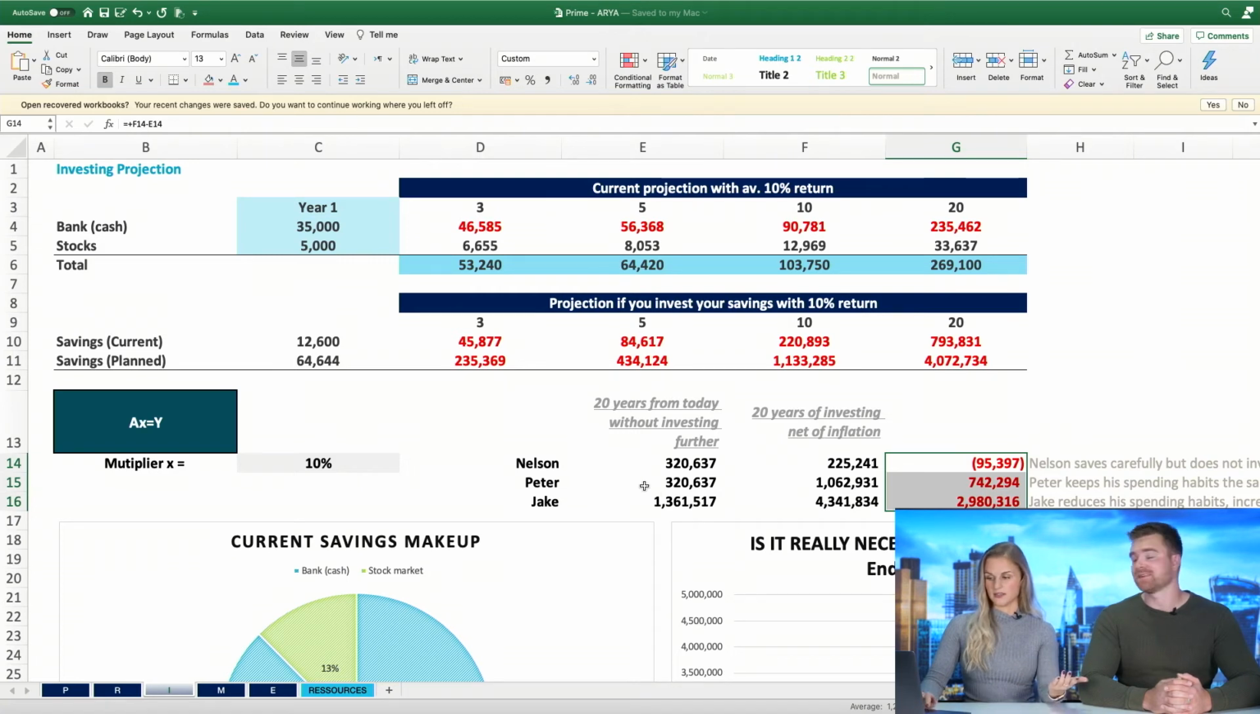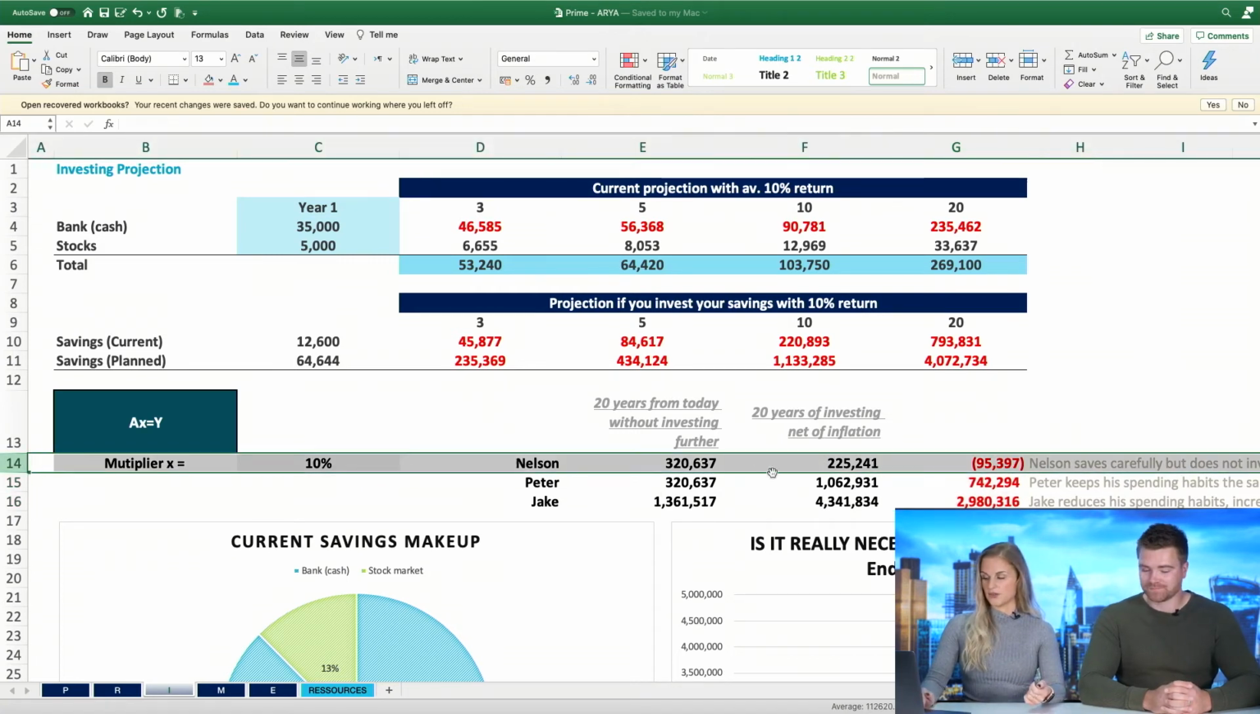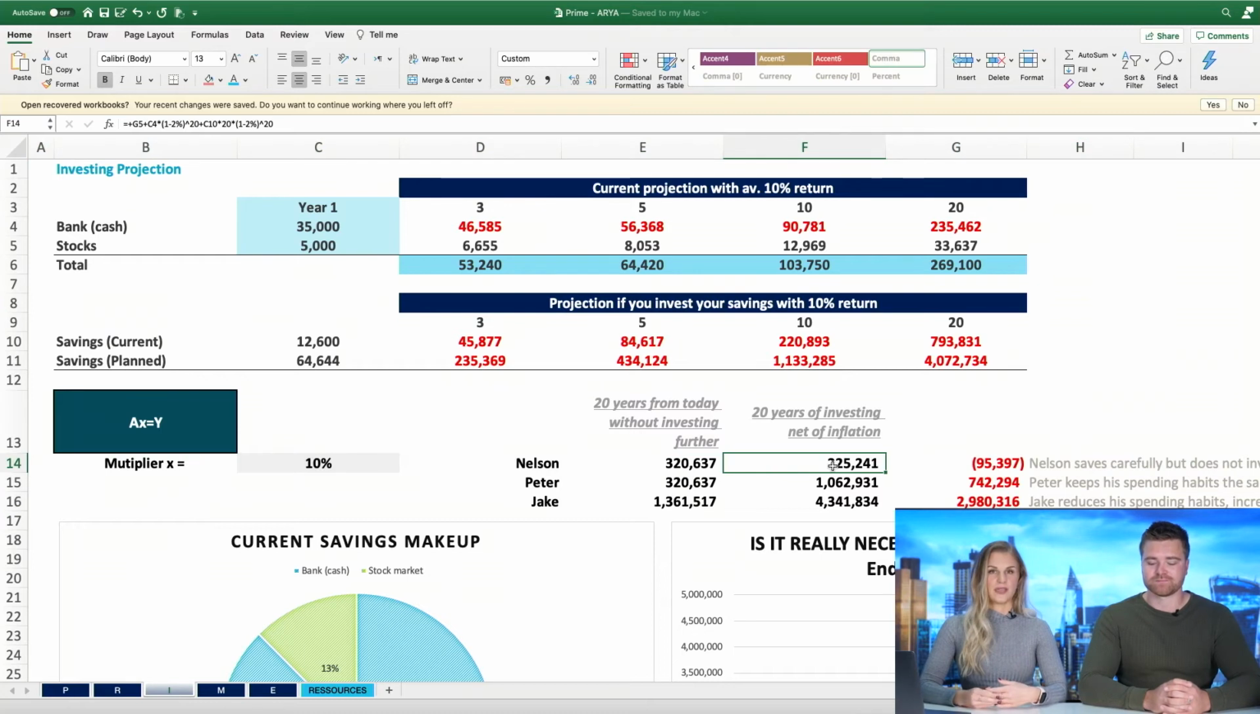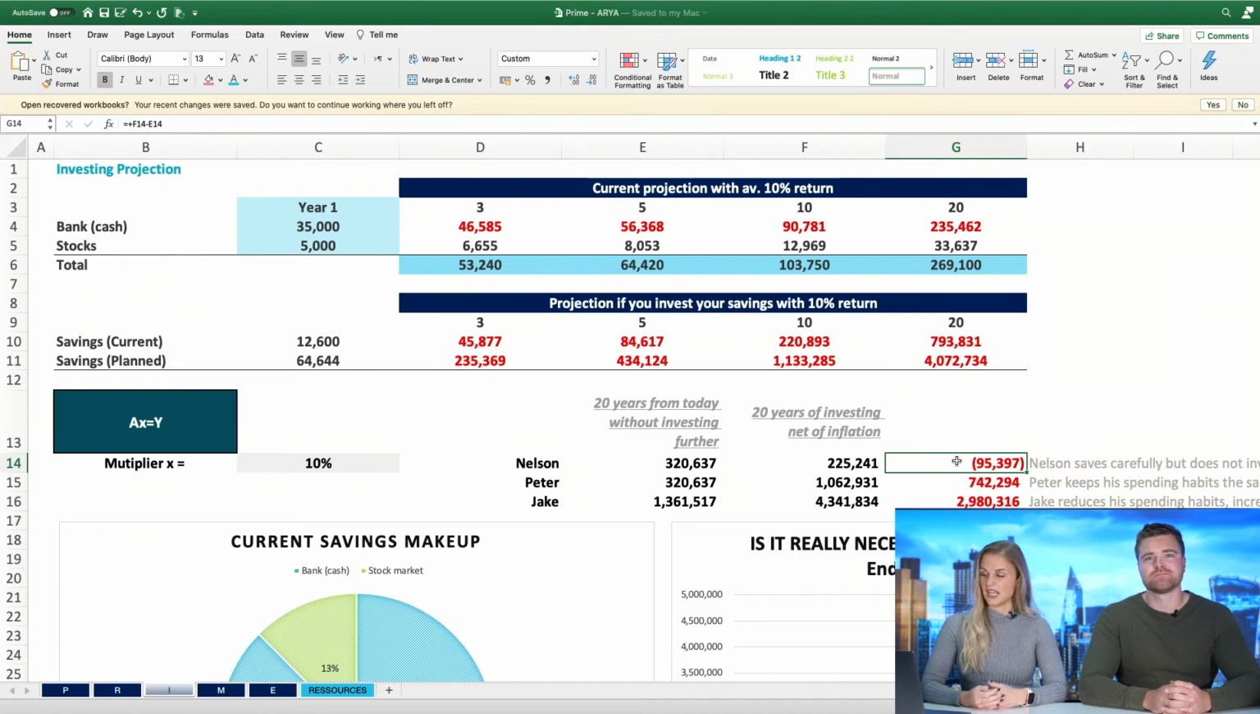Like Nelson is a great example, yeah. Exactly. So even though Nelson thought he was doing a great thing, putting all of his money into savings, holding it in cash, what actually happened was that he just lost nearly £100,000 to inflation. It's tough to swallow that, isn't it?